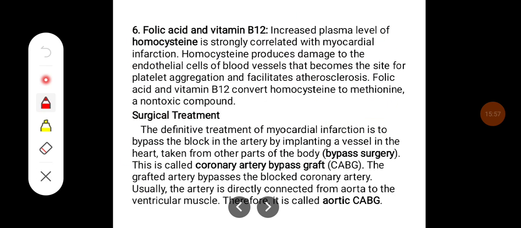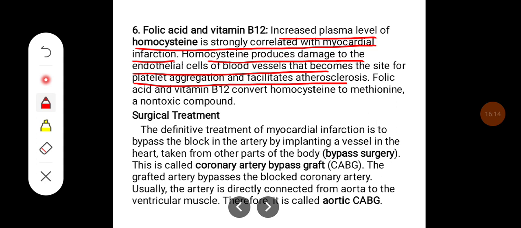Folic acid and vitamin B12. The increased plasma levels of homocysteine are strongly correlated with myocardial infarction. Homocysteine produces damage to the endothelial cells of the blood vessels that becomes the site for platelet aggregation and facilitates atherosclerosis. Folic acid and vitamin B12 convert homocysteine to methionine, a non-toxic compound. So thus they are going to prevent the formation of the plaques.